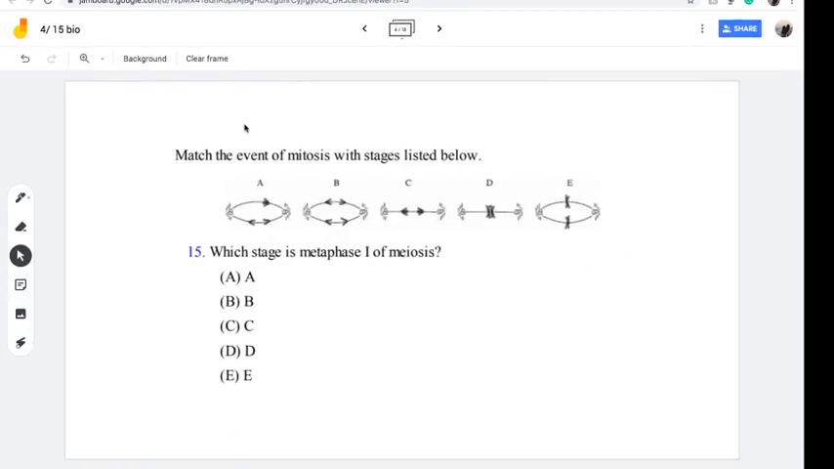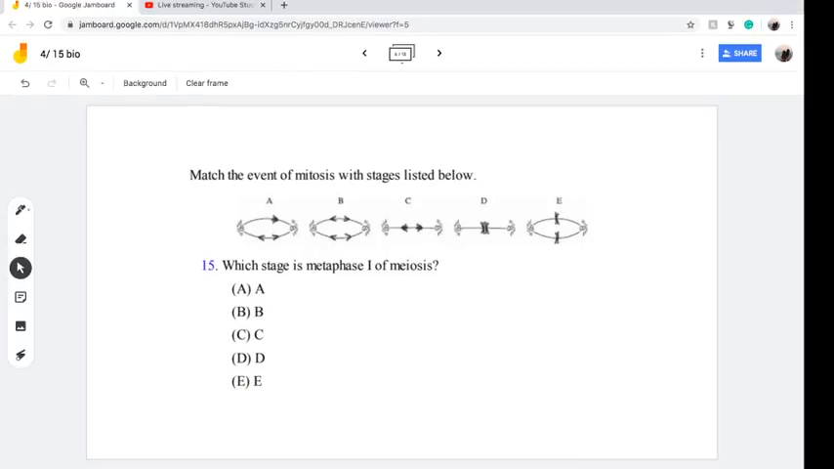So this question asks us to match the event of mitosis with the stages listed in this diagram. So which stage is metaphase 1 of meiosis? I'll give you guys a couple of seconds to look at it. Well, remember, metaphase's M stands for the middle. We said that the M for metaphase stands for middle. So this is where all the chromosomes line up in the middle.